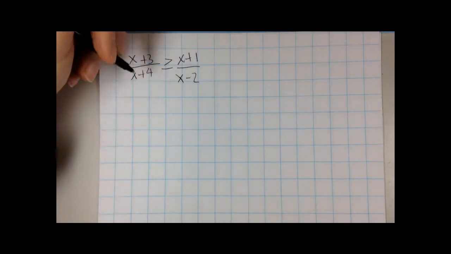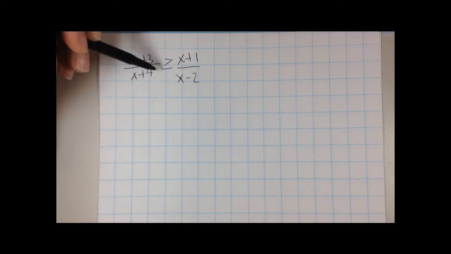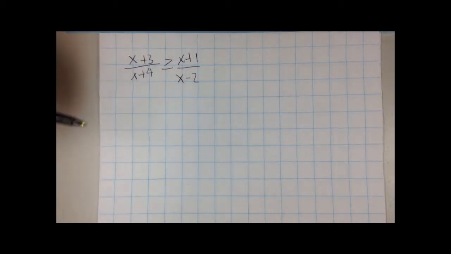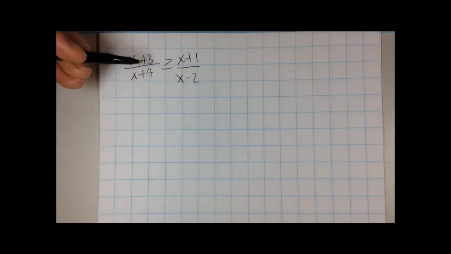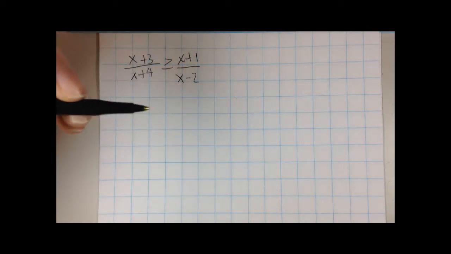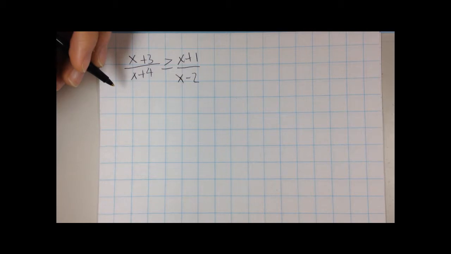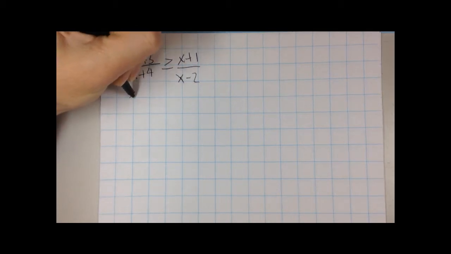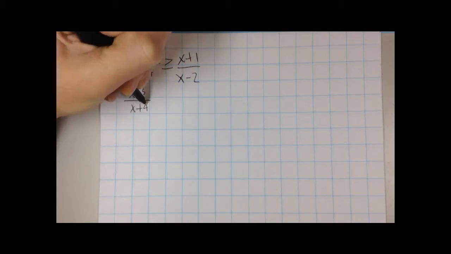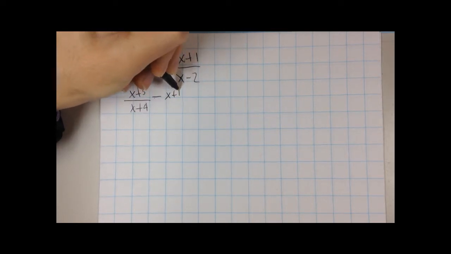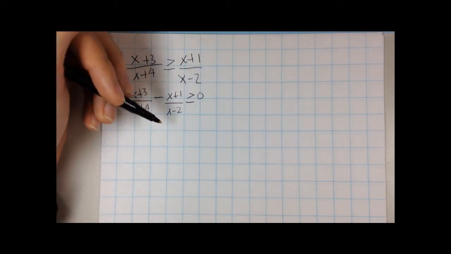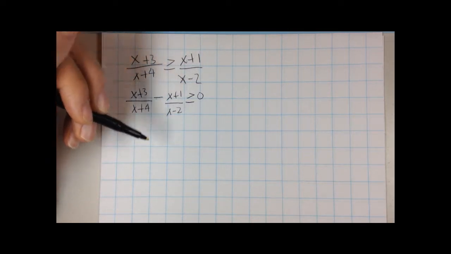For this next problem, I'm going to look at (x plus 3) over (x plus 4) is greater than or equal to (x plus 1) over (x minus 2). In this problem, it's really just a bit more algebra than the previous two, but the idea, once again, is still the same. So we're going to start off by getting this into a form where we can find the zeros. So we'll start off by moving everything onto one side. It's going to be minus (x plus 1) over (x minus 2) is greater than or equal to 0. And so now we want to combine this into one fraction.